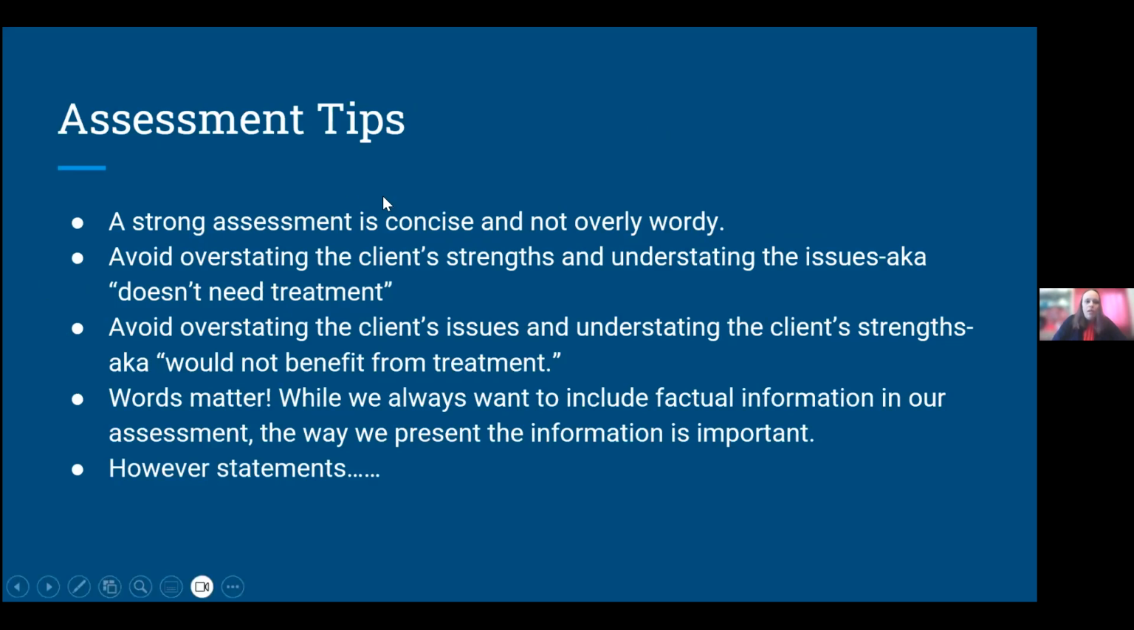So, some tips to consider when you are completing your assessment. A strong assessment is concise. It's not overly wordy. Again, there are going to be individuals, particularly funders, that are probably going to skip right to the end of your assessment because they just don't have the time. And we don't want fluff words to drown out the case that we're trying to make. So the more simple that we can be, the better.